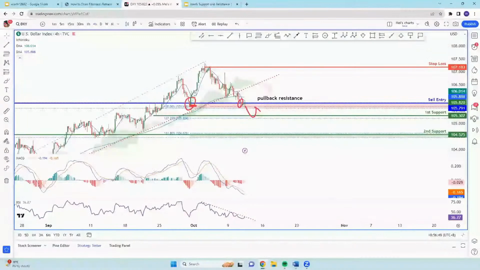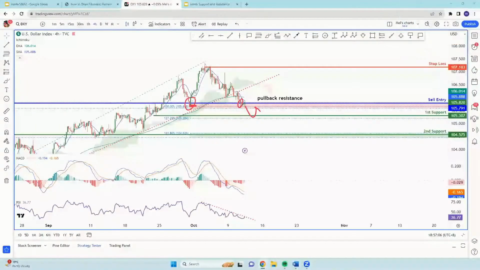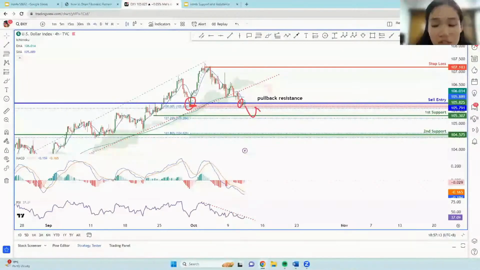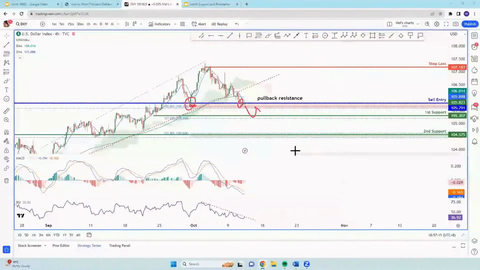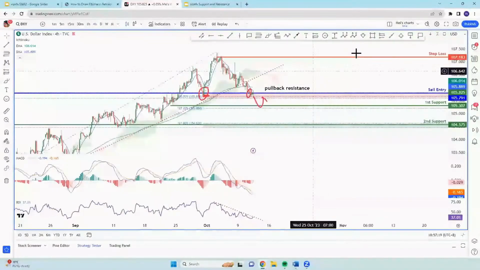So how did you come about selling this chart? How do you figure out the market is going downward? How did you figure it out? Because it's bearish.